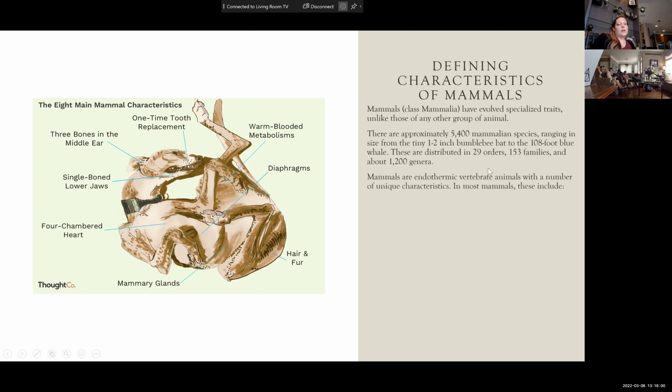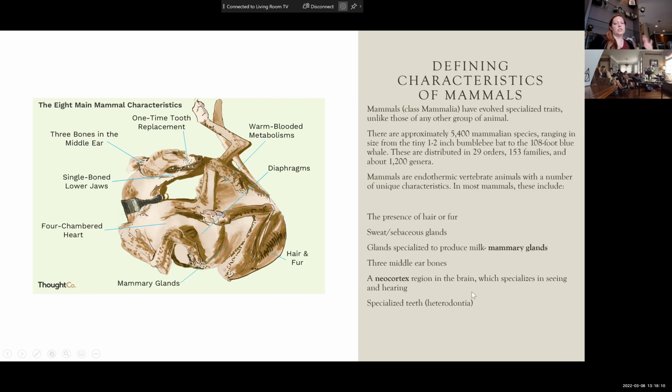So animals that are endothermic, and we include things like hair, sweat, sebaceous glands. They produce milk, 3 middle ear bones. All of us, mammals. Neocortex, that's the region of your brain that specializes in seeing and hearing. Specialized teeth, think about your teeth. They're not all the same. Think about a crocodile or an alligator's teeth or a shark's teeth.